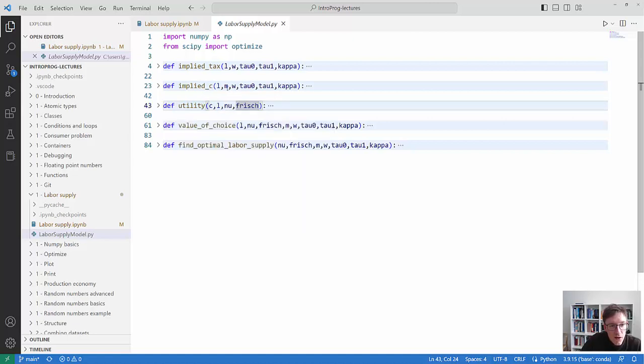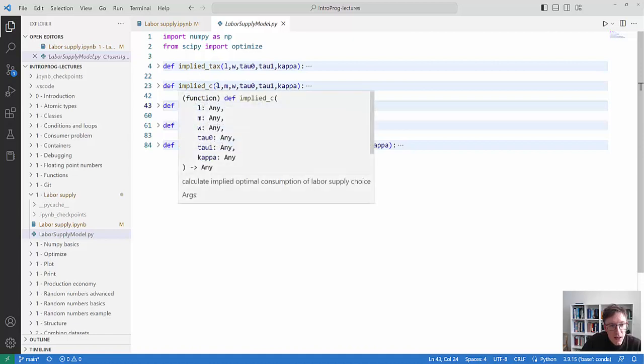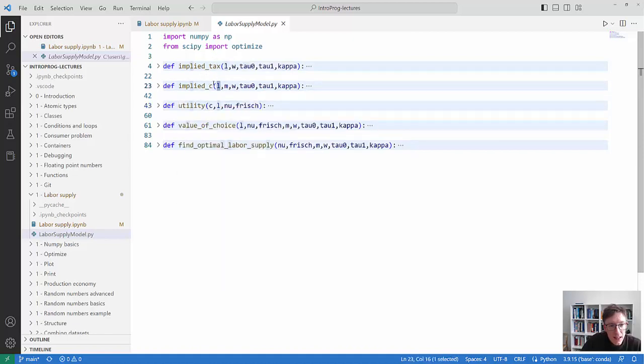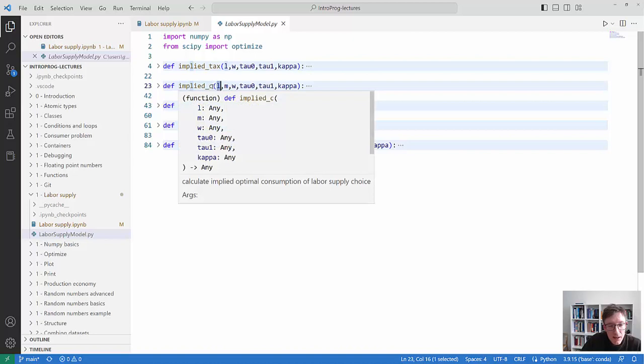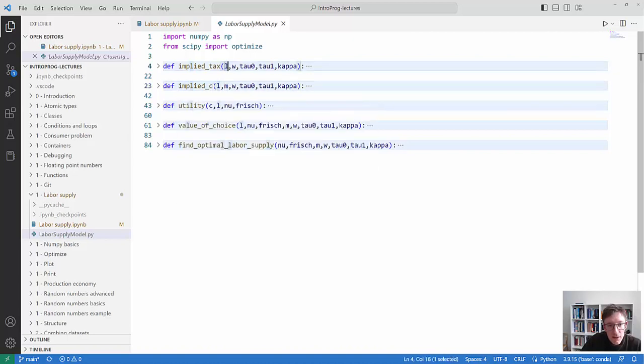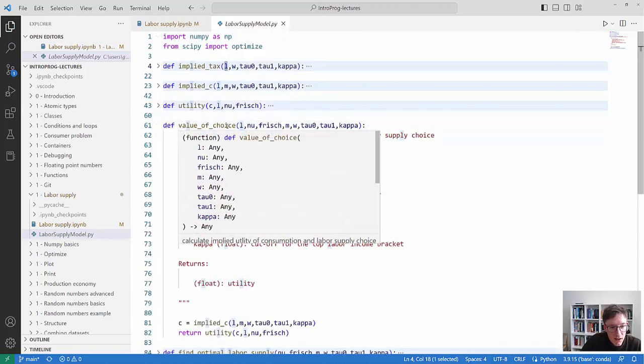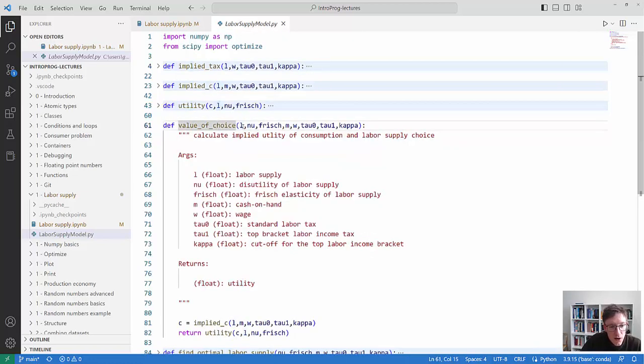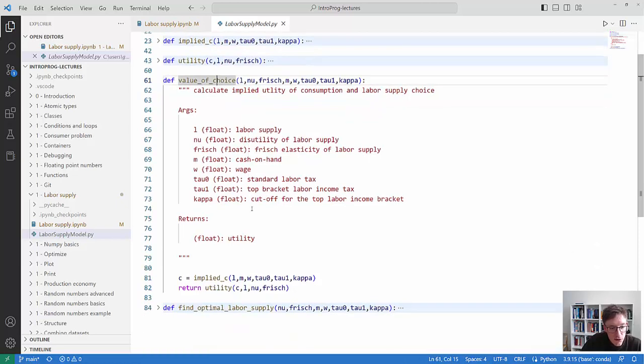That makes sense. We can also see that once we have the labor supply, we know the implied C, so we can calculate that. So we have a function for that. And when we know the labor supply, we also have the implied tax, so we can calculate that. So let's try to dig into this. What's happening in the value of labor supply, value of choice, sorry. You can see that it's using the implied C function to calculate consumption, and then it's returning the utility value from the consumption and the labor supply choice. And of course, it's always given all these parameters.